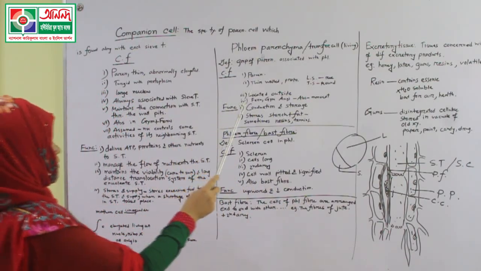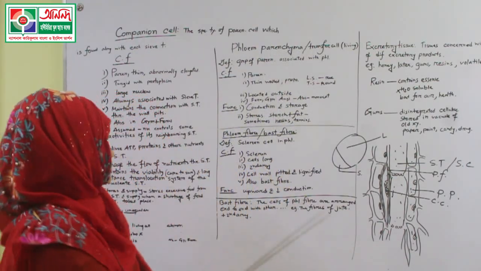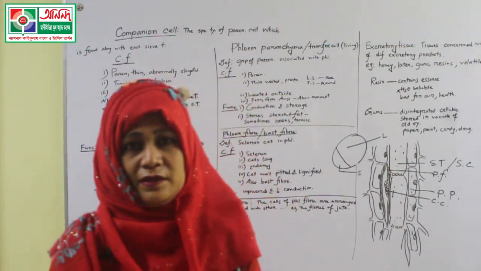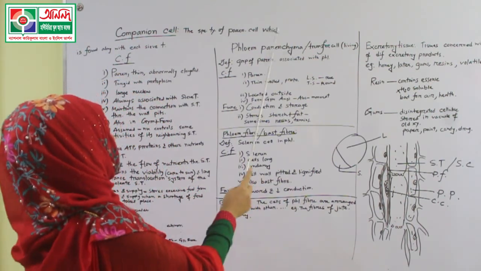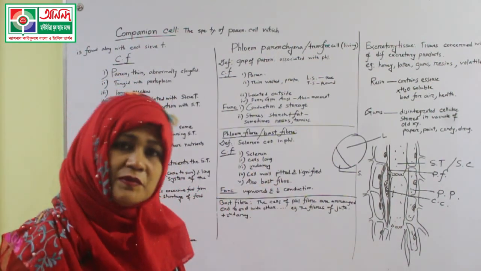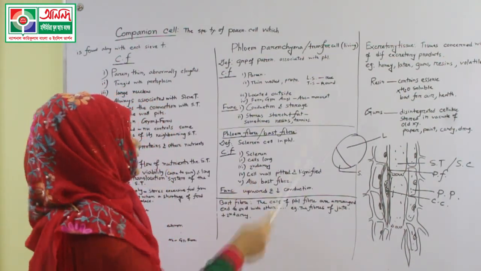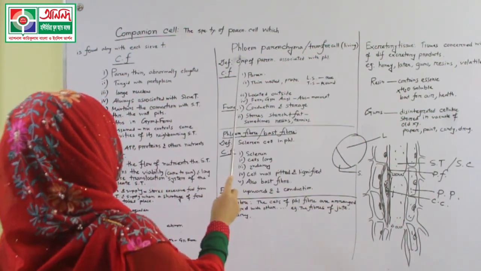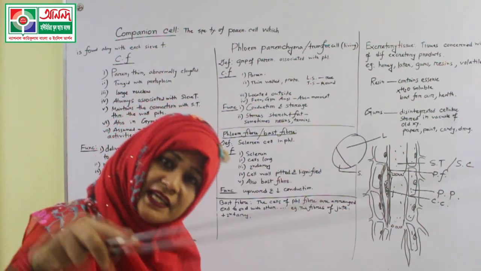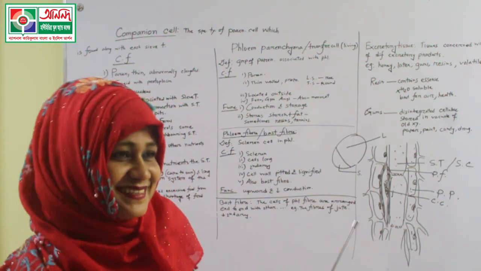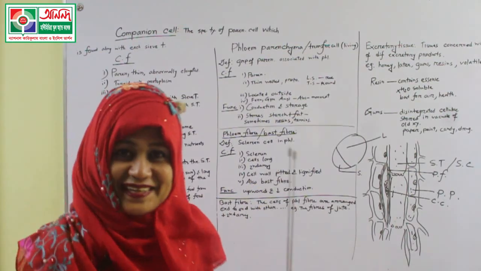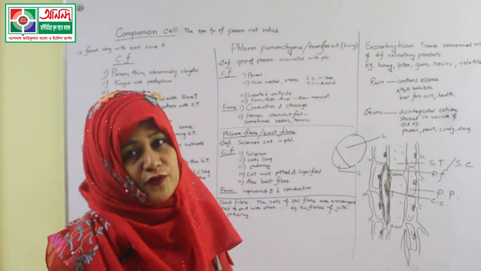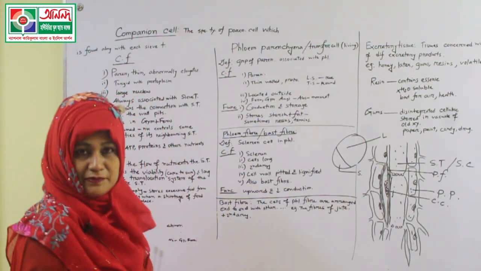Now we will discuss the phloem parenchyma or transfer cell. Phloem parenchyma. From the name you can define the definition. How? Group of parenchyma, phloem parenchyma. Parenchyma in the phloem is known as phloem parenchyma. So write quite nicely: a group of parenchyma cells in the phloem, or a group of parenchyma cells associated with the phloem, is known as phloem parenchyma.